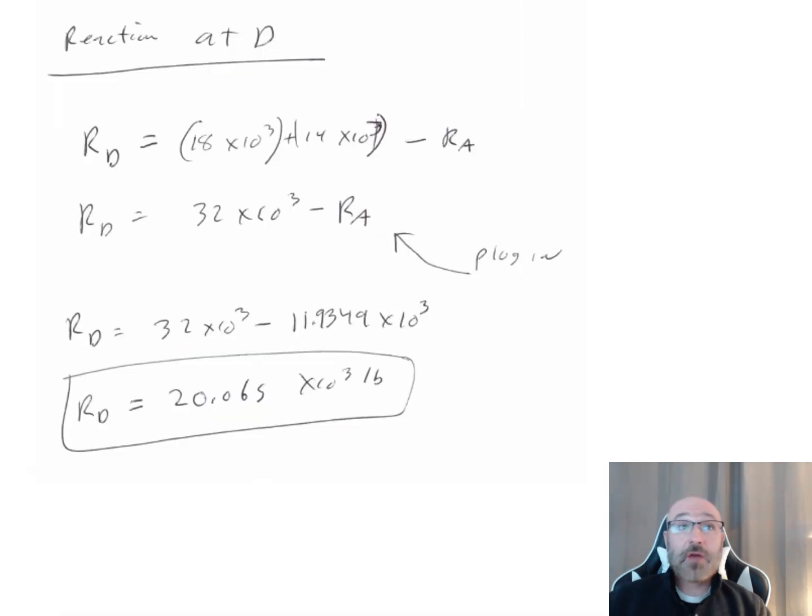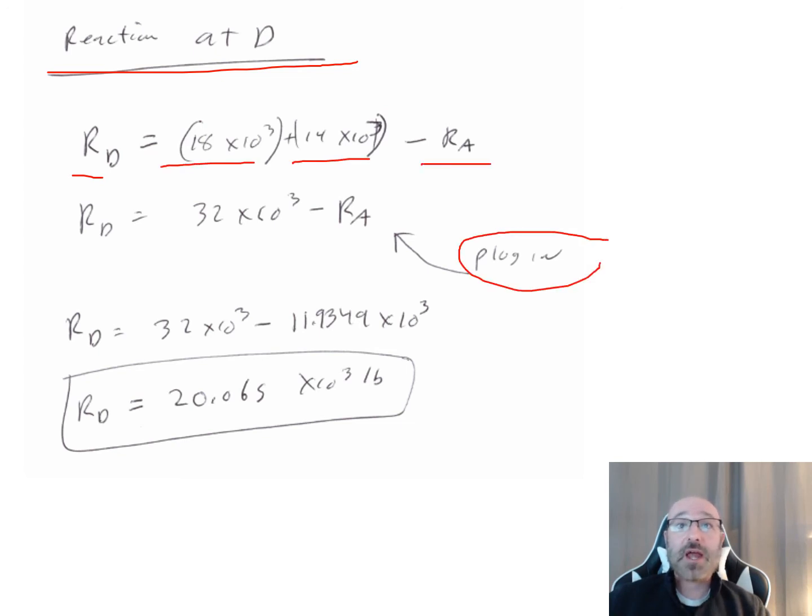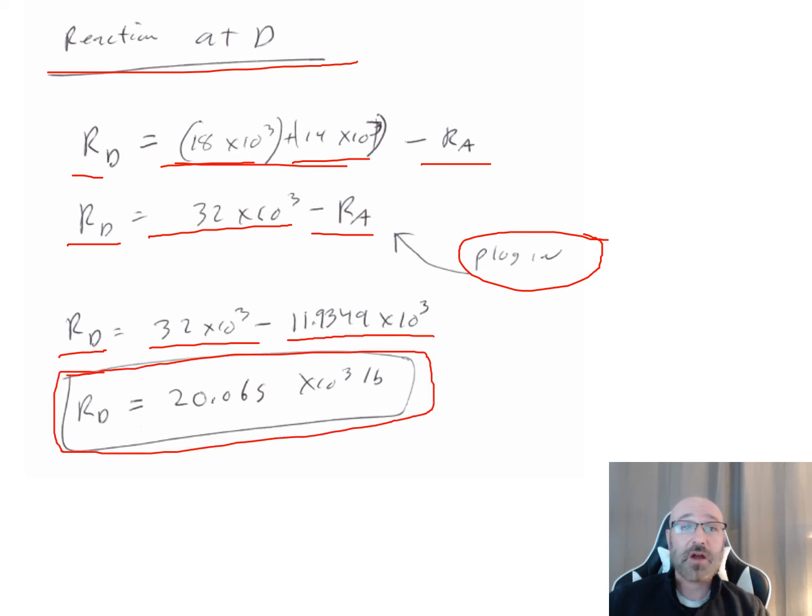So now in order to find our reaction at D, we can say that our reaction at D is equal to the internal forces minus our RA. Well, we know our RA now that we just solved for. We can plug that in there. Combine these two together. Our RD is equal to 32 times 10 to the 3rd minus that RA value that we can plug right in. So RD is equal to 32 times 10 to the 3rd minus 11.9349 times 10 to the 3rd. So when we do our equilibrium balance, RD is equal to 20.065 times 10 to the 3rd pounds. So that gives us our RD and our RA, which is what they asked us to solve for in the problem.